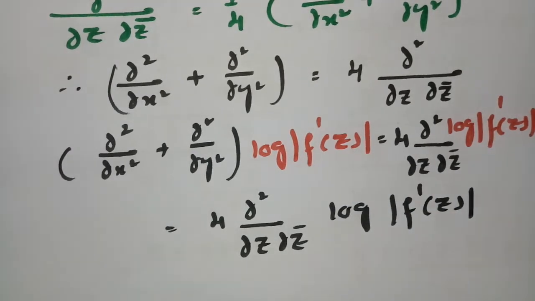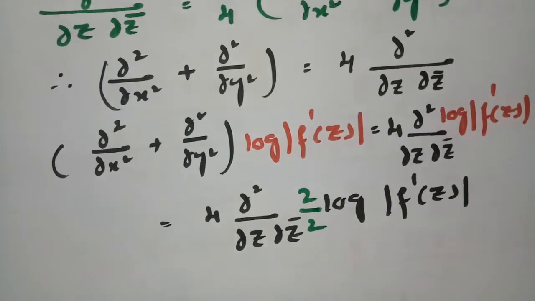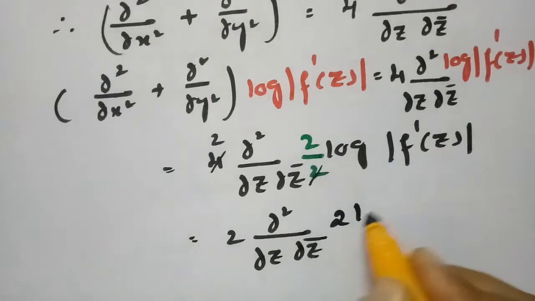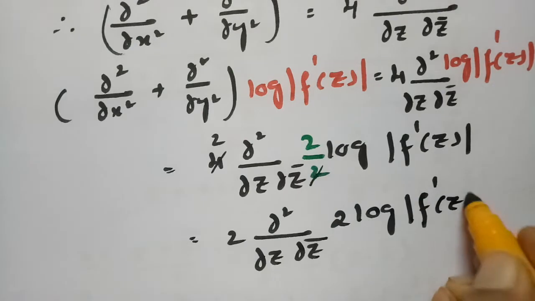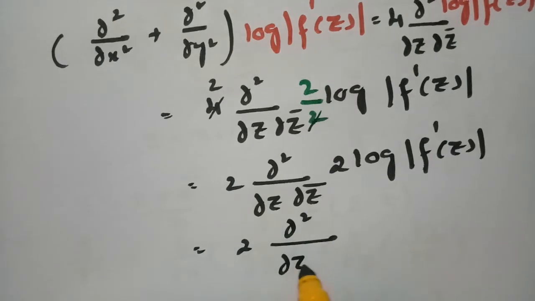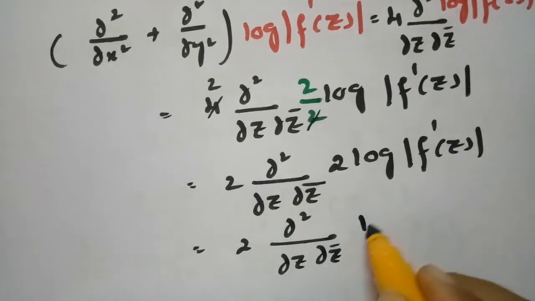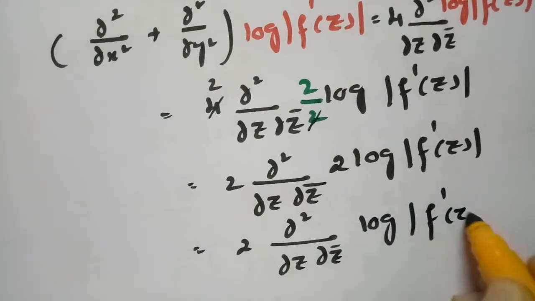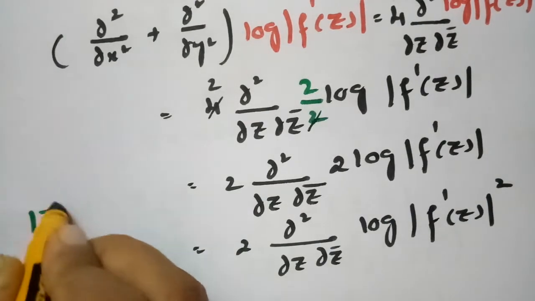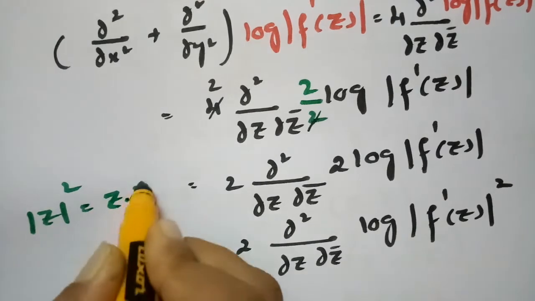Now just for my convenience, I'm multiplying with 2 and dividing with 2. See now, I can cancel this 2 with 2 times, that is 2 times of ∂²/∂z∂z̄ into 2 times of log of modulus of f dash of z. The 2 I am sending inside as a square, that is 2 times of ∂²/∂z∂z̄ of log of modulus of f dash of z whole square. So we have another formula that modulus of z square is equal to z into z bar.